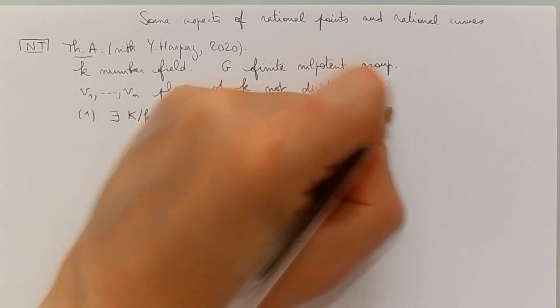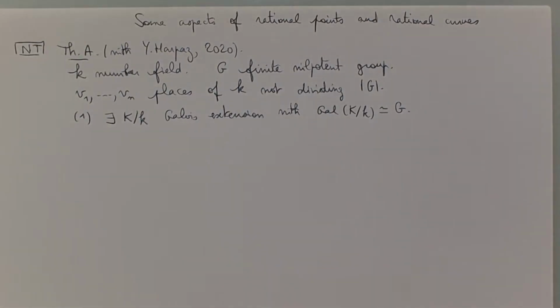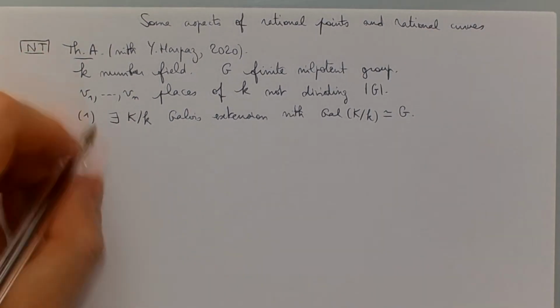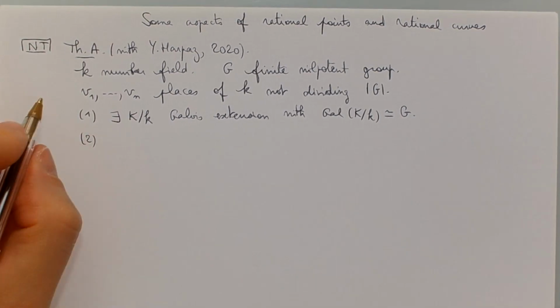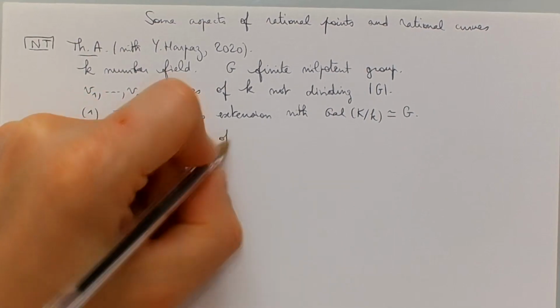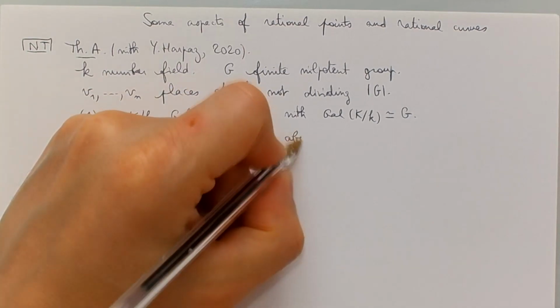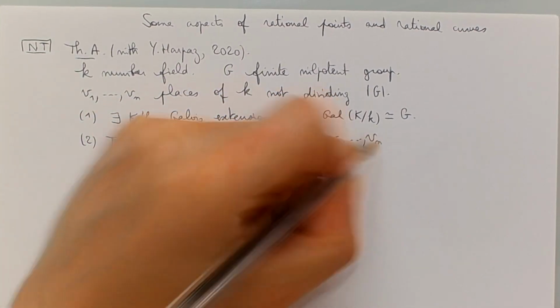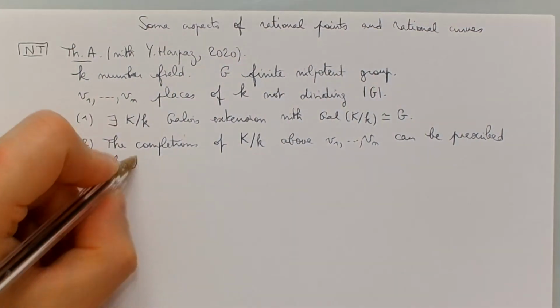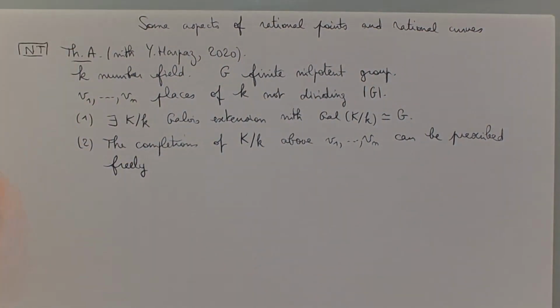So this part is not new. It had already been proved by Shafarevich, who more generally proved it for solvable groups. You can always find Galois extensions of a given number field with a given solvable group as Galois group. What is new is the second part, which says that the completions of this extension capital K over small k above the fixed places v1 to vn can be prescribed freely. So freely among what? Well, one necessary condition is that when you complete, you obtain a Galois extension whose Galois group is a subgroup of G, and that's the only necessary condition. That's what the theorem says.